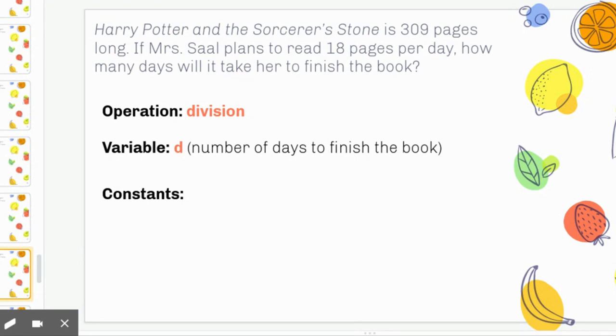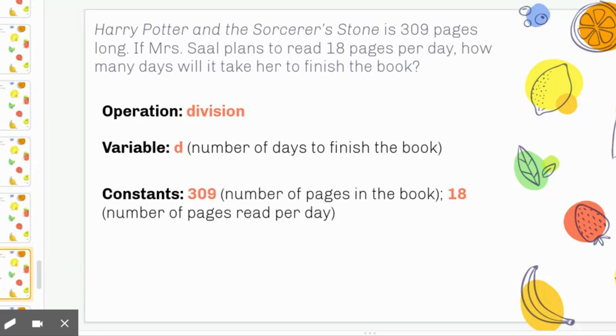The next thing we need to look at are our constants. What numbers do we know? Well, in this case, I know 309 pages and I know 18 pages per day. So 309 is the number of pages in the book. 18 is the number of pages read per day. The final step is deciding on the equation. Now, this part could be the trickiest part.